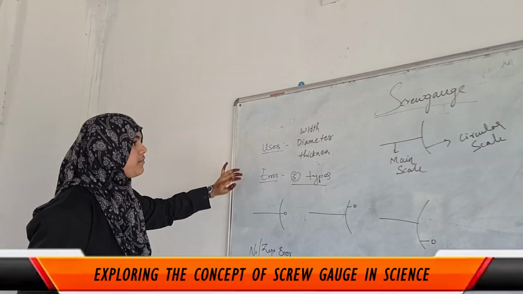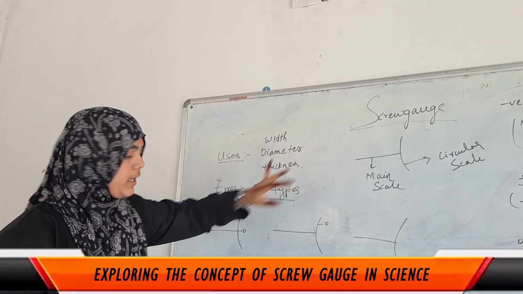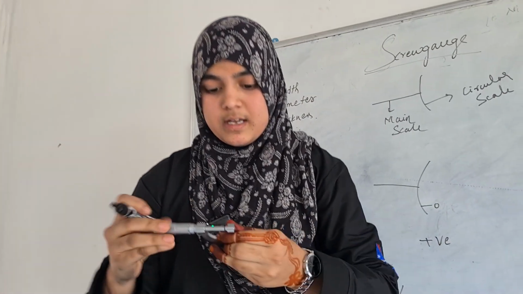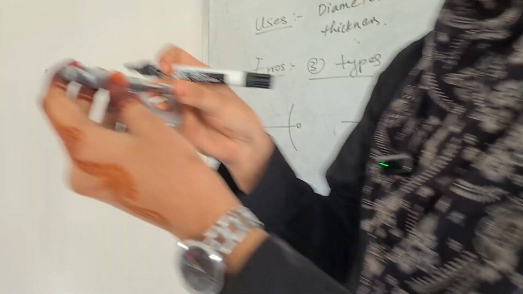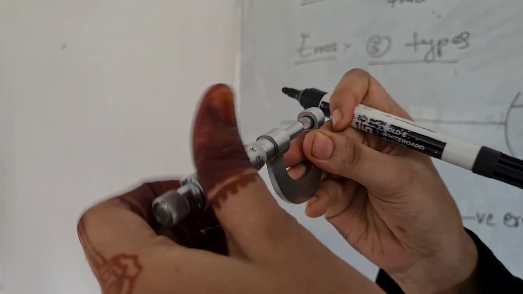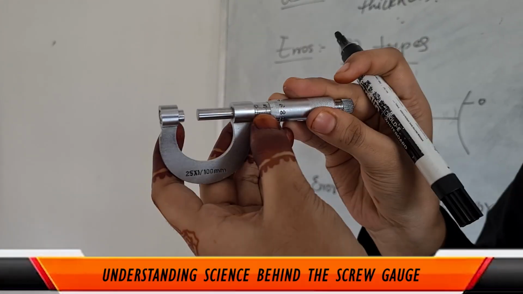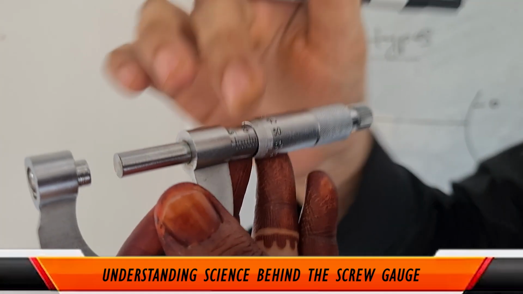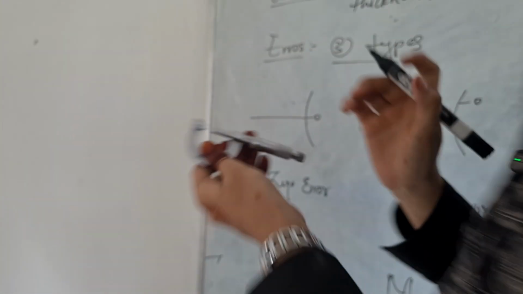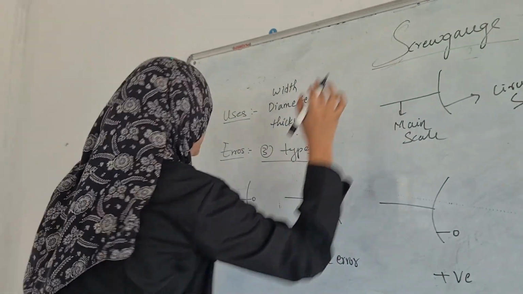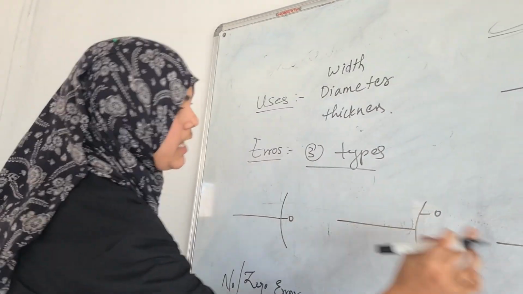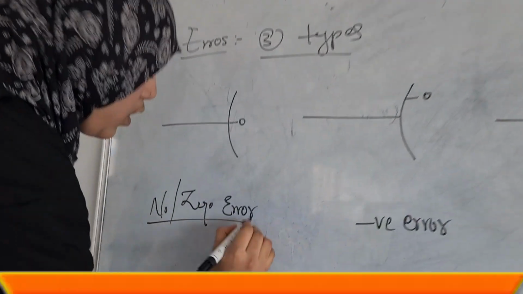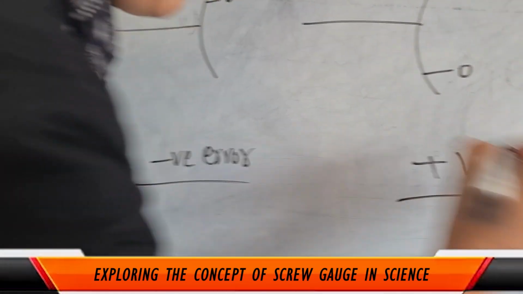Now, to start off with the concept of the screw gauge, see here. We can get two scales in a screw gauge. This is the main scale and this is the circular scale. In a screw gauge, first, at the start of the calculation, we will be finding three types of error, that is no or zero error, negative error, and positive error.